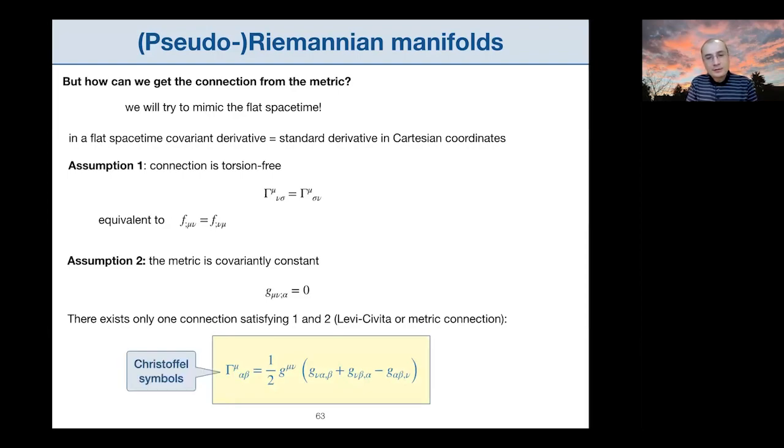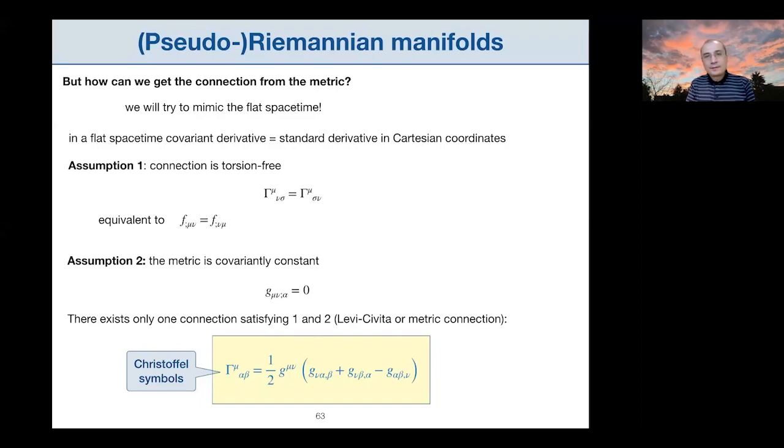And it turns out that these two assumptions are enough to define one single connection given by this equation over here. This is a very important equation, and if you want to pass the exam, you'll need to remember it, because it's an important formula for the connection coefficients of a metric connection, also known as the Christoffel symbols. So if we assume that the connection is torsion free, and that the covariant derivative of the metric vanishes, then there is only one connection which satisfies these requirements, and it's this one written over here, expressed in terms of the derivatives of the metric at a given point and the inverse metric.